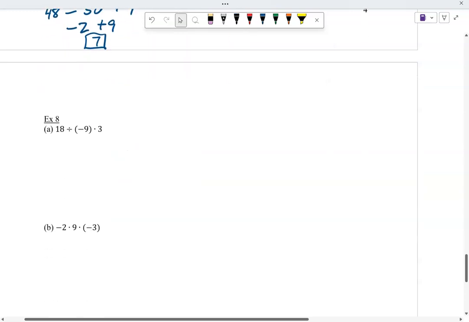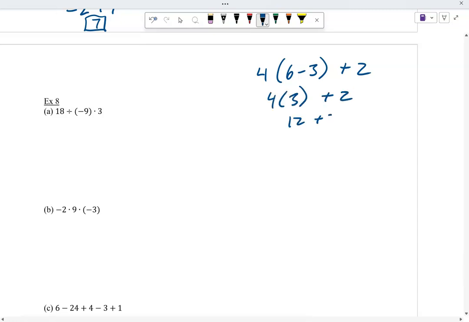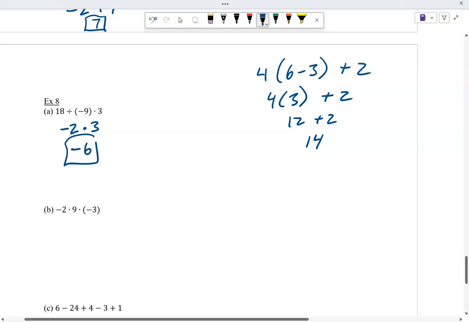Let's do some more here. 18 divided by negative 9. Notice there's no parentheses or brackets to clean up. When I say parentheses, brackets, that would be like stuff inside. You know, I would do the parentheses first, 4 times 3, 12, plus 2. That would be an example of cleaning up parentheses first. But here we've got 18 divided by negative 9 times 3. So we'll do the multiplication and division left to right. 18 divided by negative 9 is negative 2. And then negative 2 times 3 gives us negative 6.